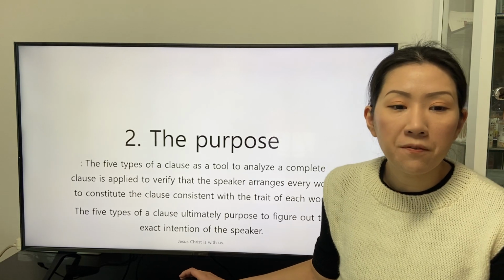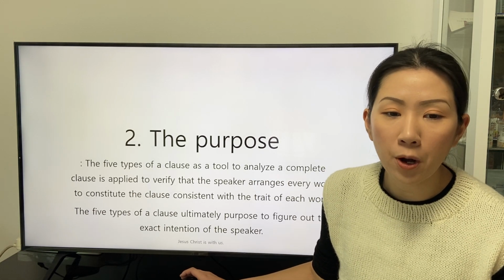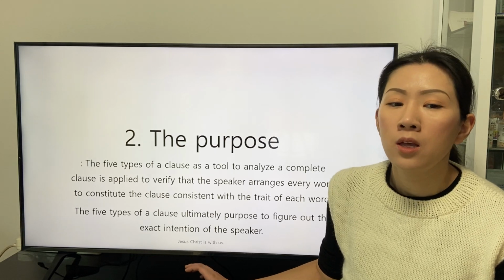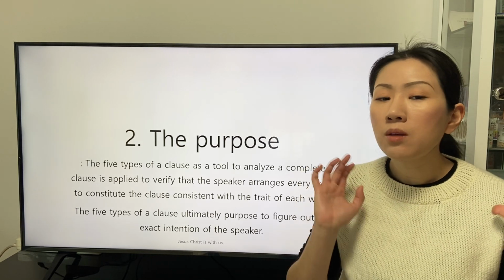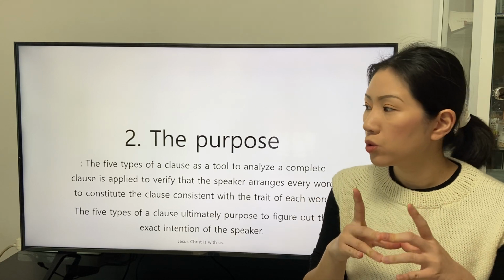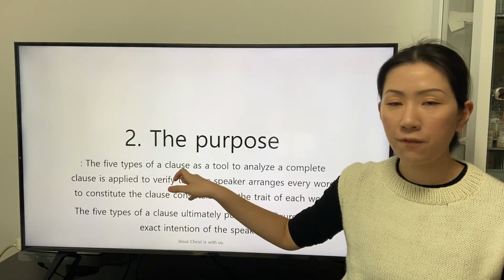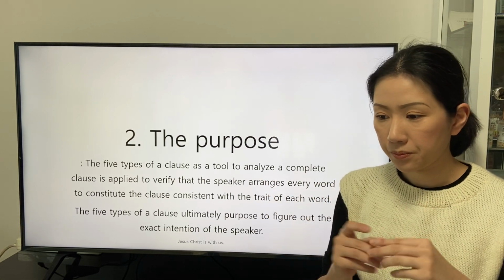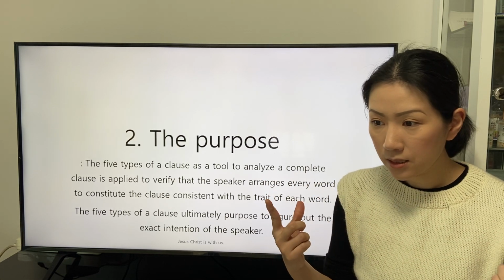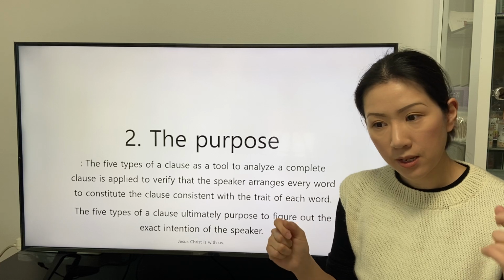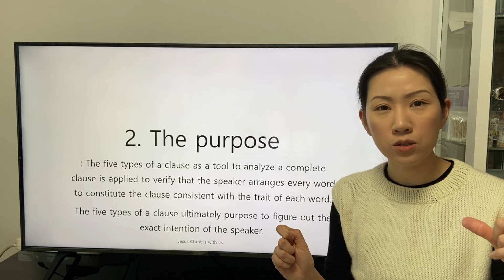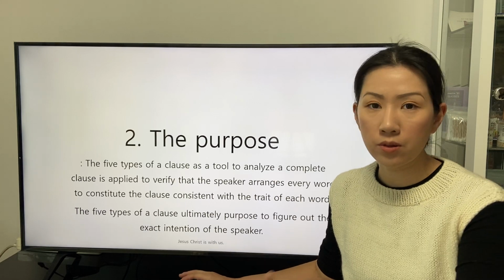The 5 types of a clause ultimately purpose to figure out the exact intention of the speaker. The ultimate purpose to use the 5 types of clauses as a tool is to understand the intent, the accurate intent of the speaker who states the clause.